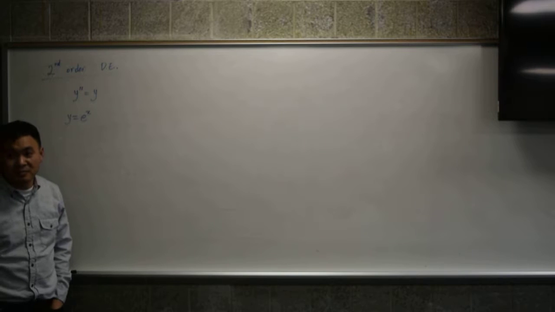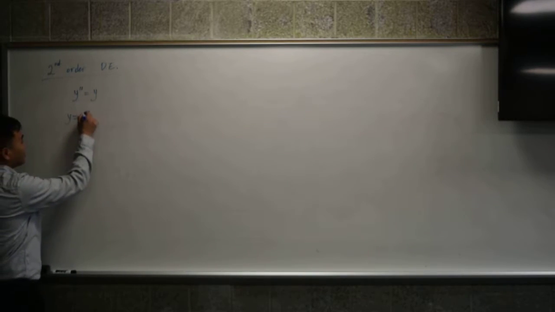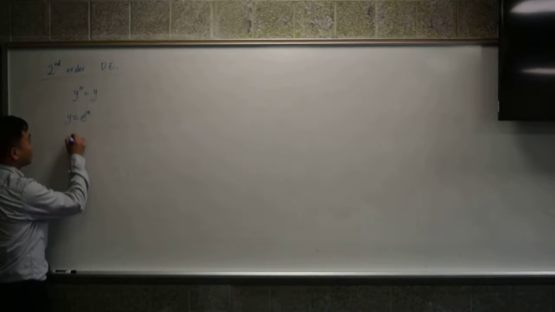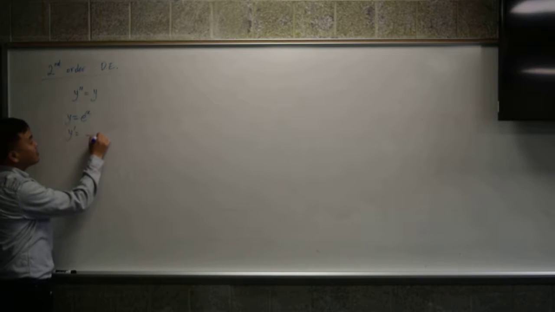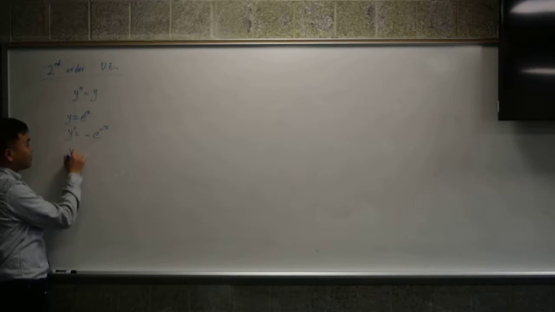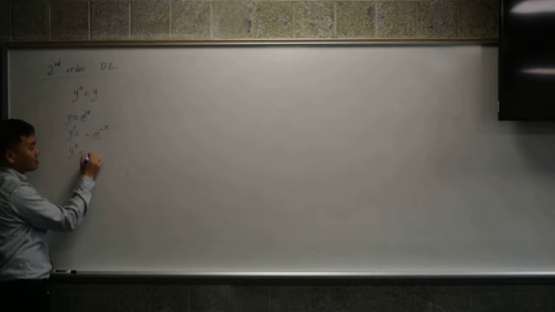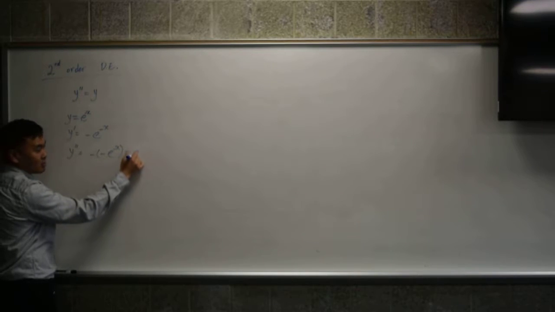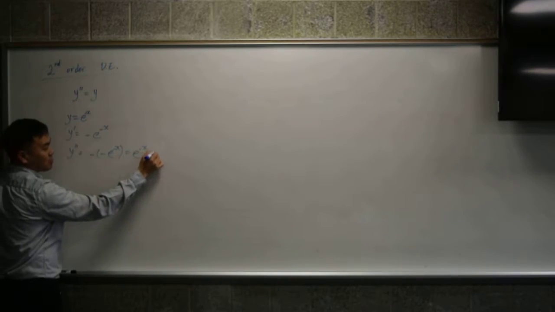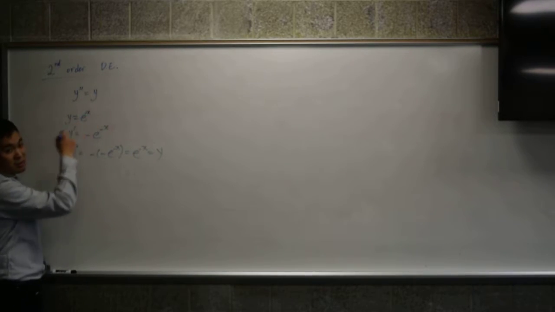The negative x. That's good. Let's try that. If you have e to the negative x, y prime is negative e to the negative x. If you differentiate again, you get negative of negative e to the negative x, which is e to the negative x, which is the same as the original. So e to the negative x is a solution.